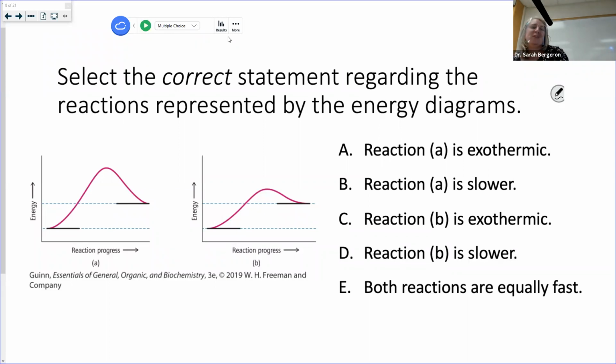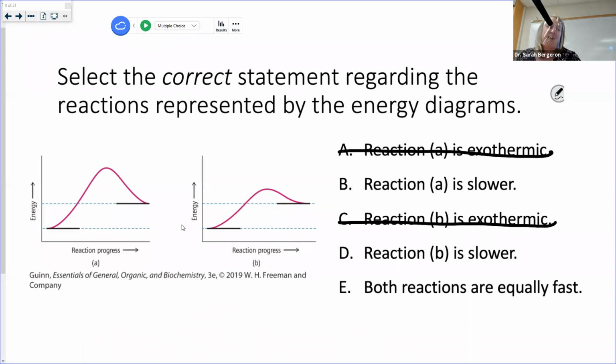Okay. So what did we say? Before I even look, what were you able to eliminate? Very nice. A and C, we just eliminated those. Now, all the other ones talk about the rate of the reaction, right? B is saying reaction A is slower. D is saying reaction B is slower. And E is saying the reactions are equally fast.